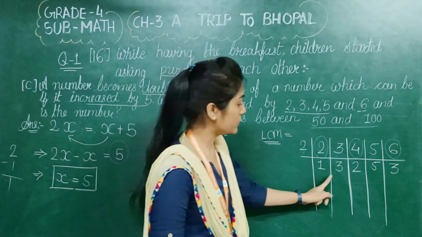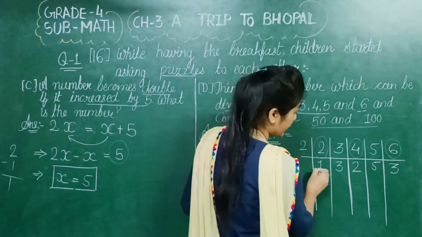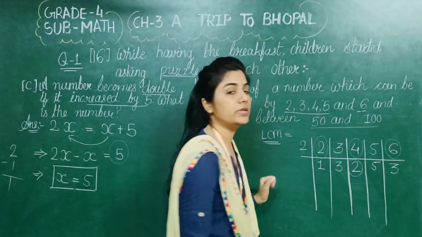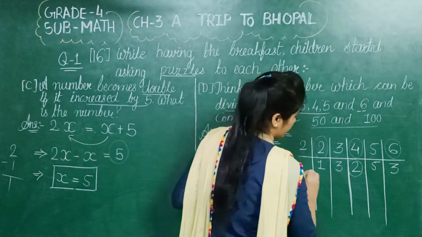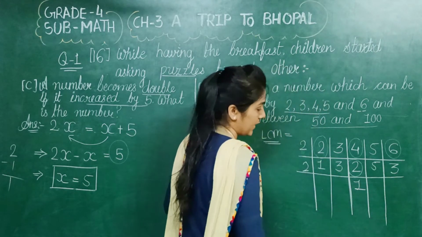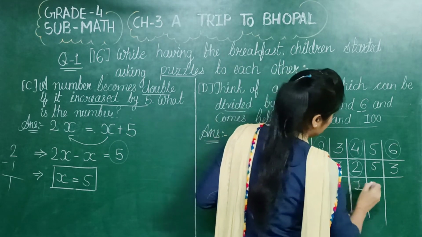Now again you have to check whether there are even numbers or not. From this, 1, 3, 2, 5, 3, 2 is the only even number. That means with the help of 2 we can divide. So 2 ones are 2, and the remaining numbers we will copy because we can't divide them by 2.